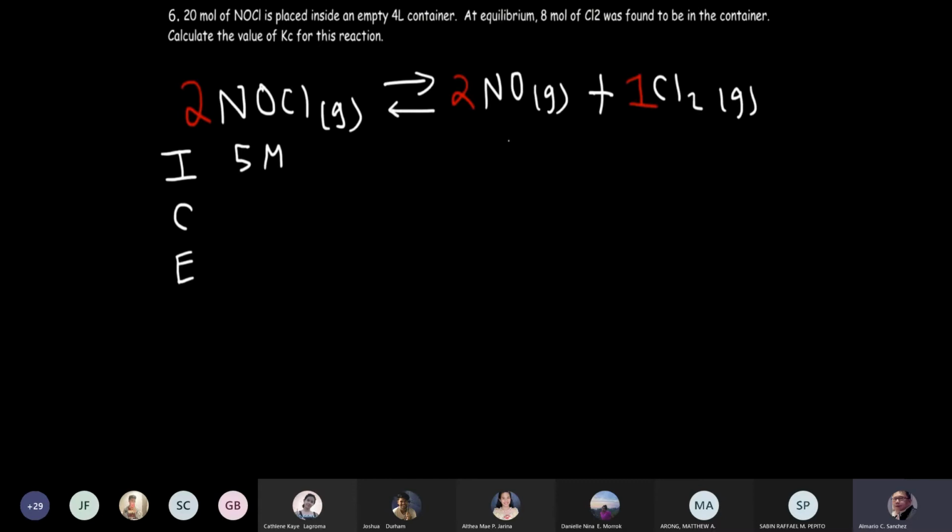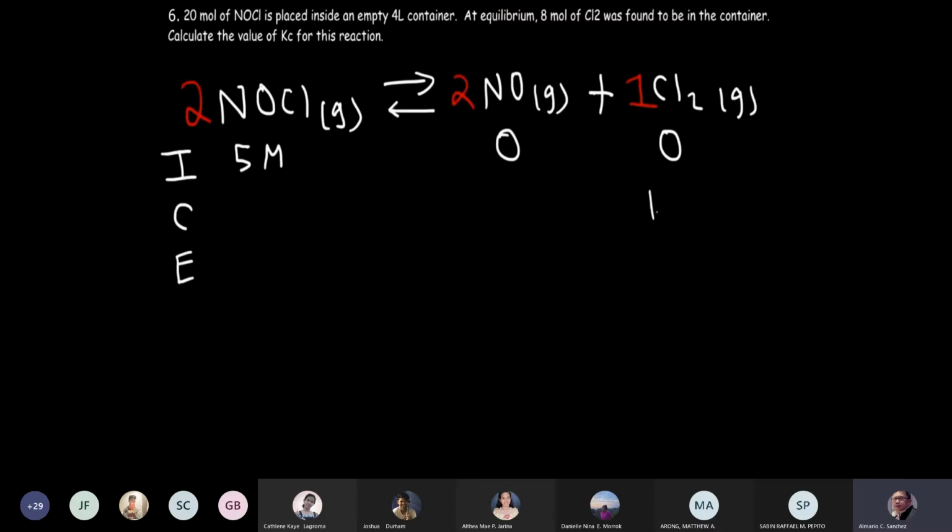Now the container is empty, so we don't have anything for NO or Cl2. So we're going to place a 0 there. Now, because the products are equal to 0, the reaction has to shift towards the right. It cannot shift to the left.